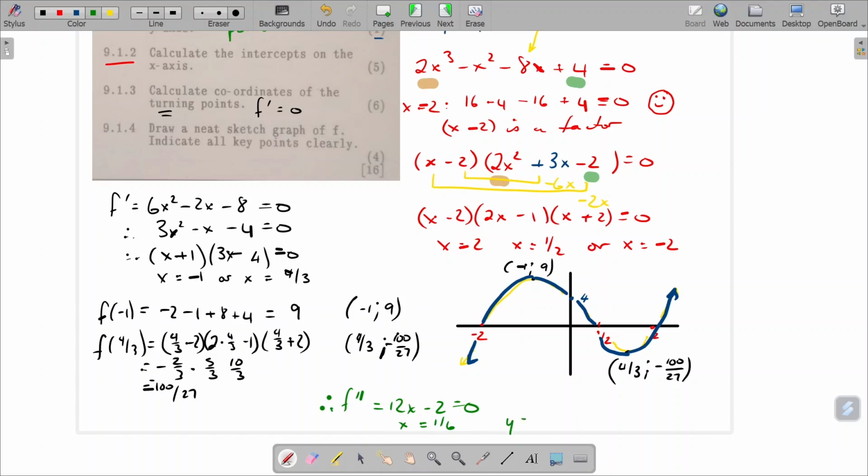And we can plug it in, and we're going to find out that our y value, hopefully, if I've made no mistake, will equal 2. That does feel correct. Yes, it does. It will equal 2.65. So we've got 1/6 paired with 2.65. And that will be over here, our point of inflection.